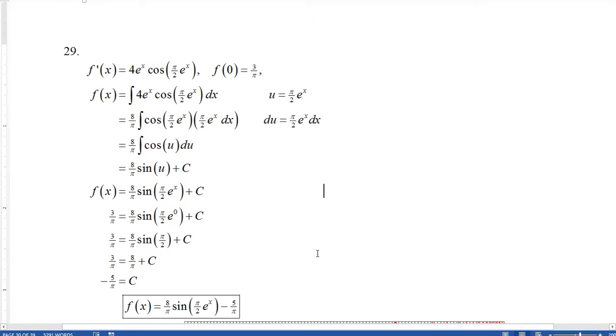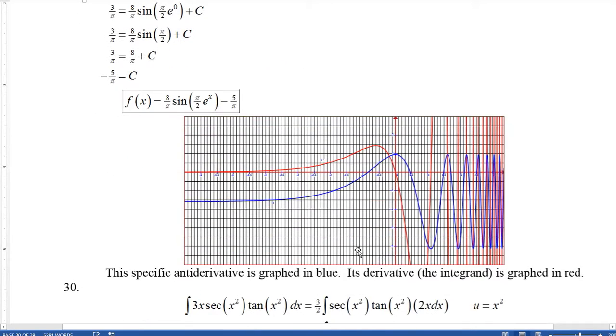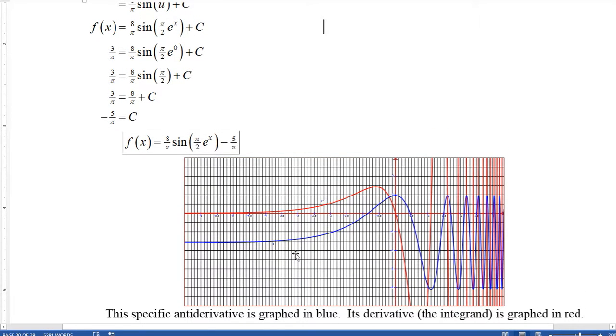Now, if we wanted to check this, we would need to check two things. First of all, we need to check that if we plug in 0 for x, we do get 3 over pi for y. And we want to check to make sure that the derivative of that is the function that we started with. Now, what we're looking at is a specific function, which you see graphed here in blue, and its derivative is graphed in red. So you can check that.